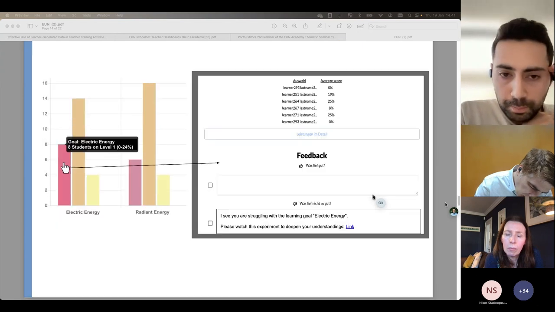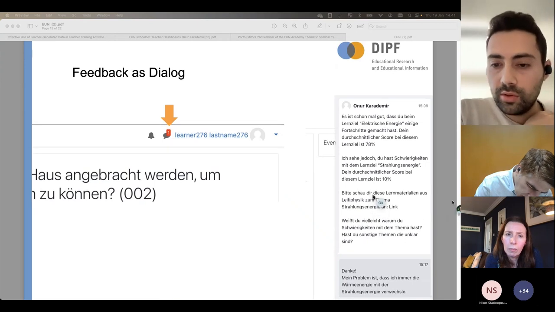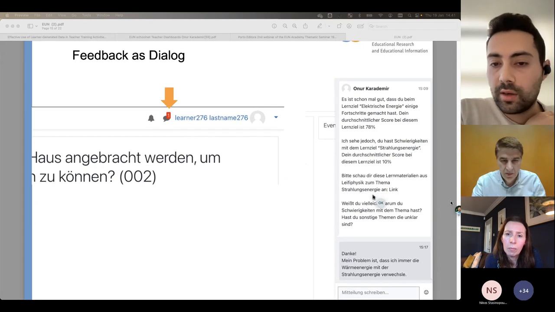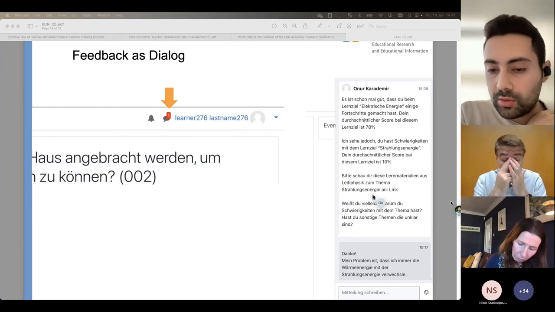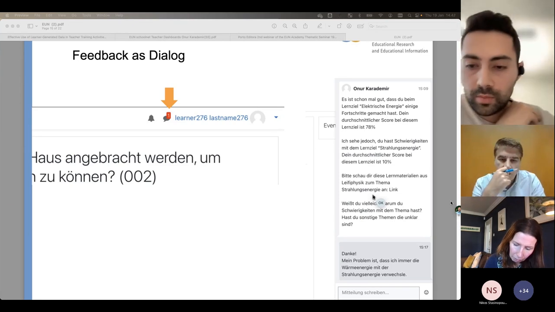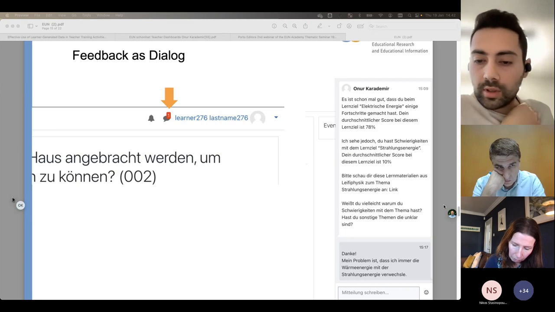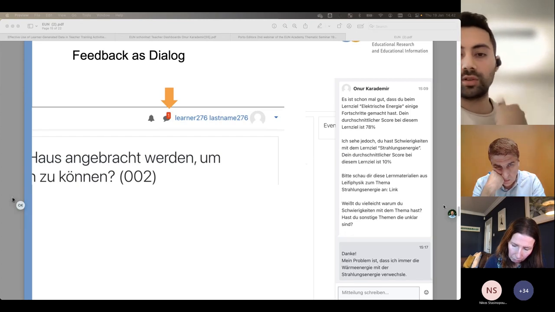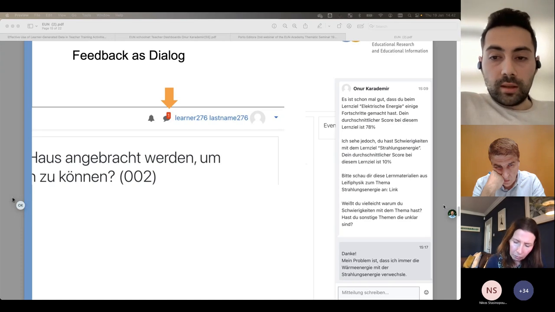And in the next slide, you can see when the teachers send the feedback, the students will then get it in their Moodle environment. They will get a Moodle message, and the students can also respond to this feedback. So we have feedback as a dialogue. Also, for example, some teachers suggested to ask the students directly what the problem is, to get students to tell us what the problem really is, not only suggesting what it could be. So this is one feature of this whole system.